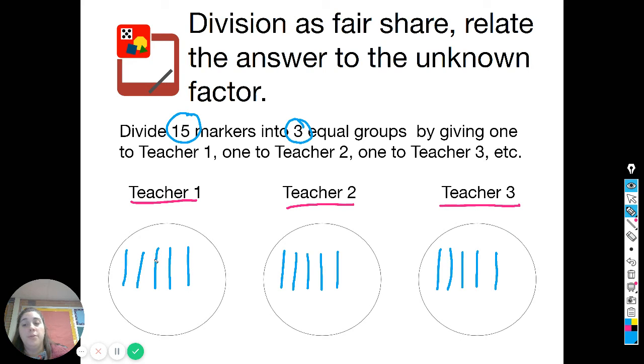1, 2, 3, 4, 5. So I'm just going to jot that down. Now I'm going to check my work, because if I shared them equally or fairly, all of my groups should have 5 markers. 1, 2, 3, 4, 5. 1, 2, 3, 4, 5. Perfect. All of my groups have 5 markers. So I know that each teacher should get 5 markers, or the size of my group is 5.